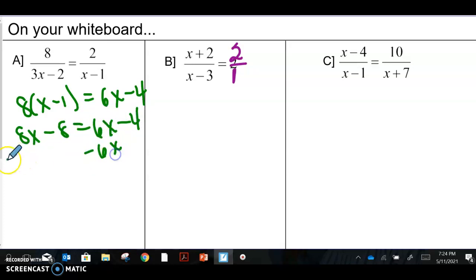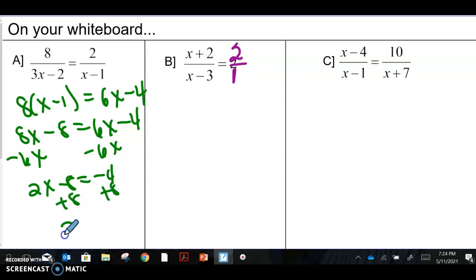Combine, get my x's on the same side here. Add 8. We get 2x equals 4, so x equals 2. Let's double check. Yeah, 2 doesn't give me 0 in the bottom, so I should be good.